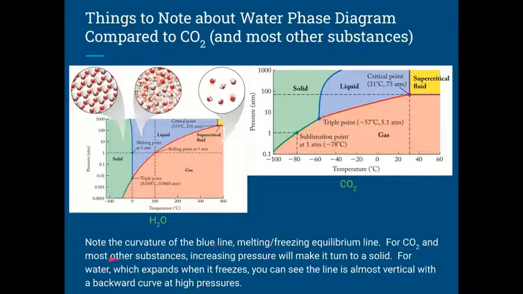For carbon dioxide and most other substances, increasing the pressure will make it turn to a solid. So right here, if you keep increasing the pressure, for example, it'll turn into a solid. Whereas for water, if you're right here and you have a solid, you keep increasing the pressure, you can actually turn it into a liquid. So for water, which expands when it freezes, you can see the line is almost vertical with a backward curve at high pressures. So that's very unique of water. Most other substances will have a line that looks like this.